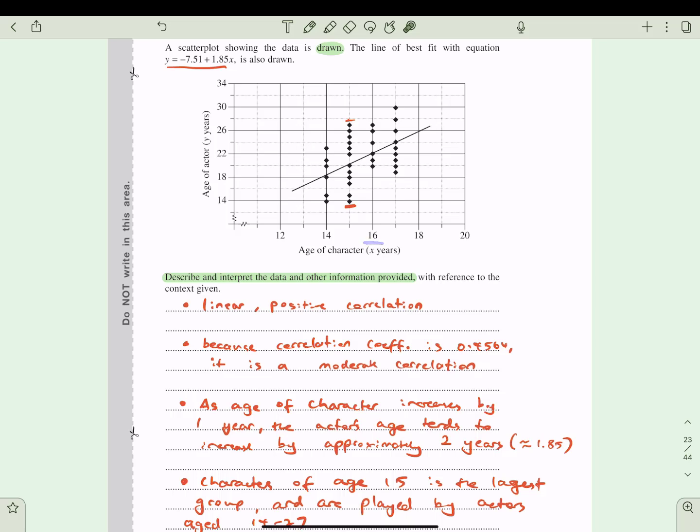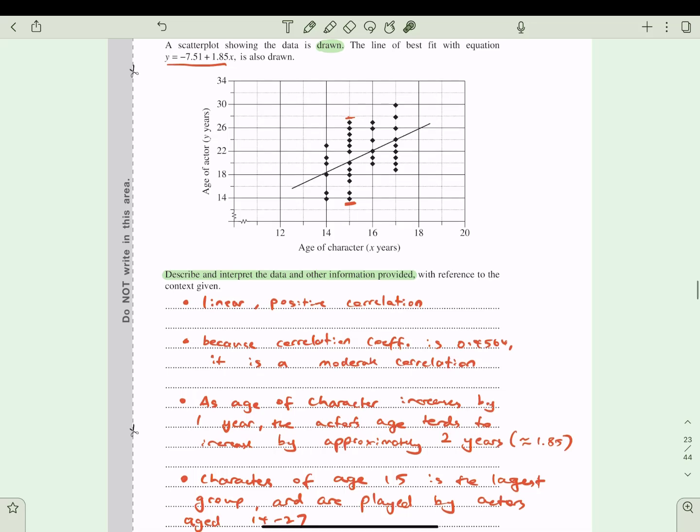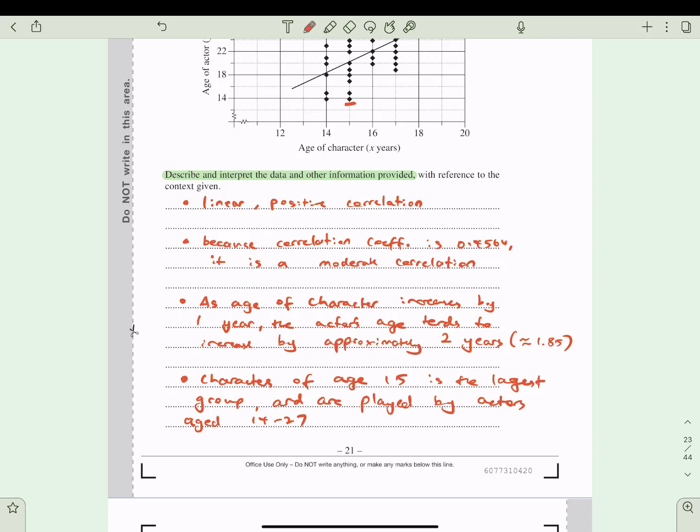When the age of my character is meant to be 16, we literally have 19 years old as the minimum age of the actor playing a 16-year-old character. So that's another point we can make as well. We can say actors playing teenagers are much older than the character is meant to be.